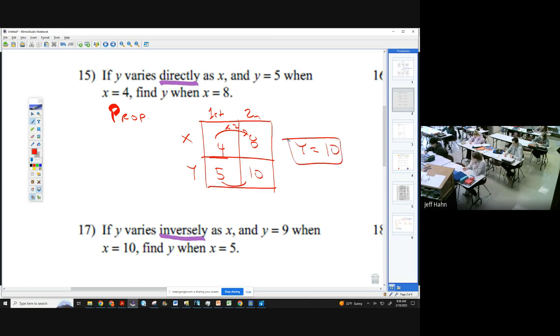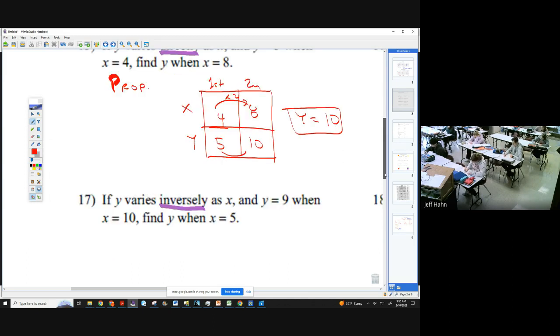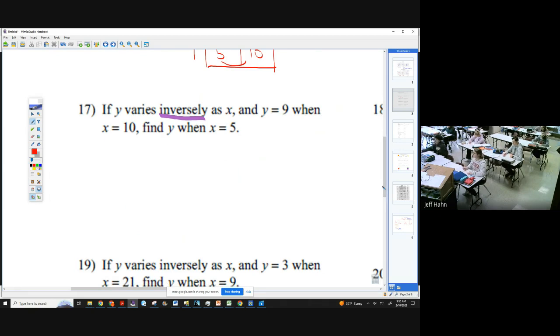All right, that's easy. Now, this one, if it says it's inverse variation, that's where one goes up, the other goes down. That's where you use the little formula, if you weren't paying attention yesterday, that says x sub 1, y sub 1 equals x sub 2, y sub 2. You just need to make sure that you keep your thing straight.